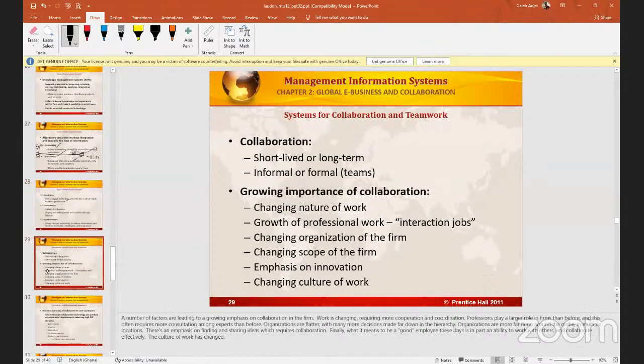Collaboration and teamwork information system. Collaboration is very important, whether it's short-lived or long-term, informal or formal teams. So the growing importance of collaboration is changing the nature of work, growth of professional work, interaction jobs, changing organization of the firm, changing the scope of the firm, emphasis on innovation, changing the culture of work. So all these things are part of collaboration, okay? The collaboration system.